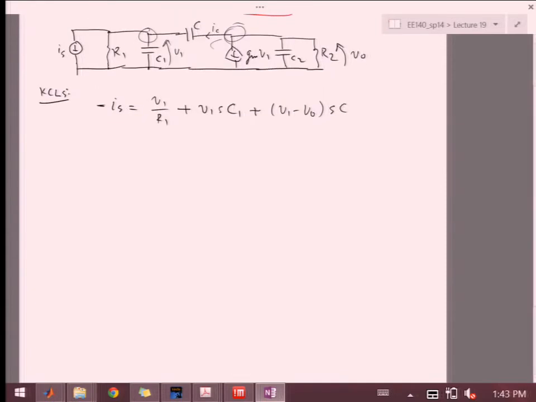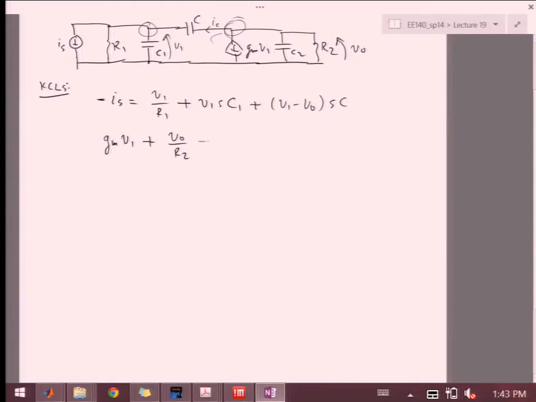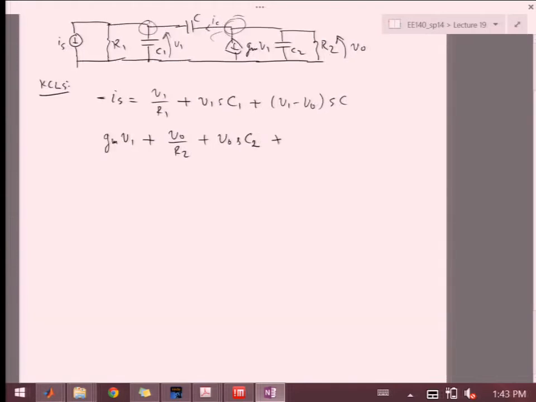And then the second one comes from GMV1 plus V0 over R2 plus V0 SC2, all the currents going down, and then plus V0 minus V1 SC equals 0.